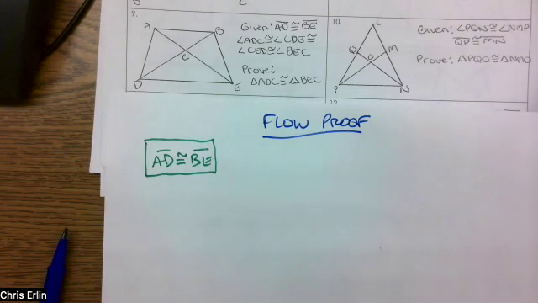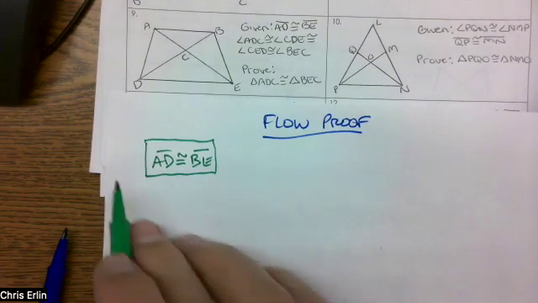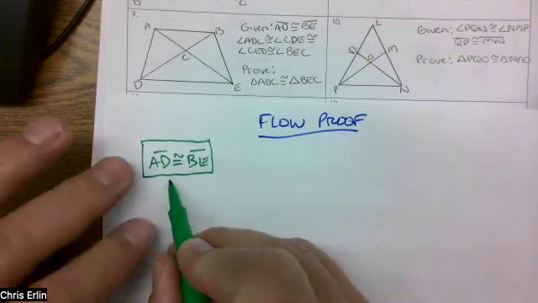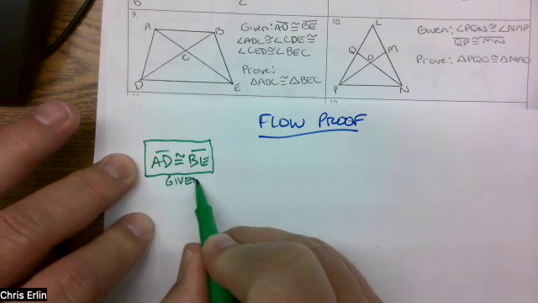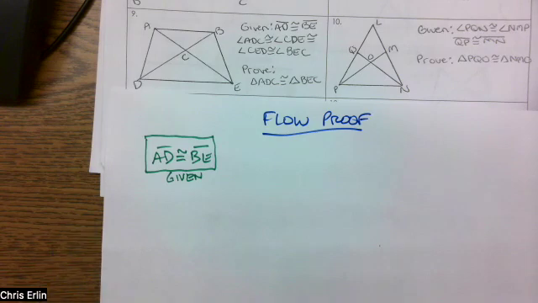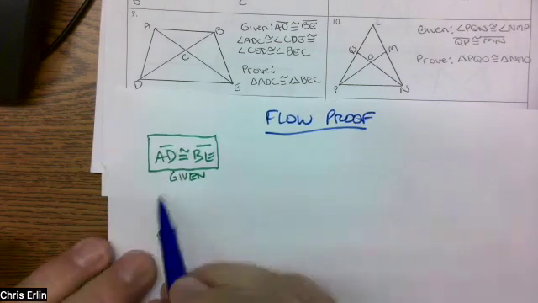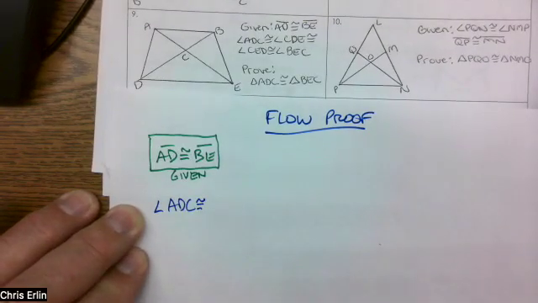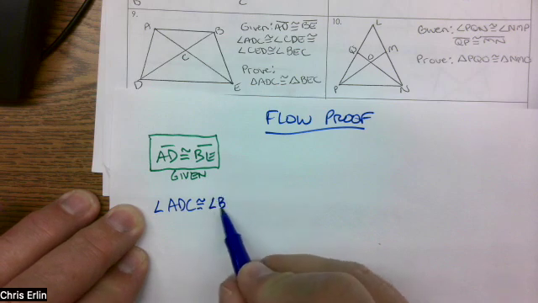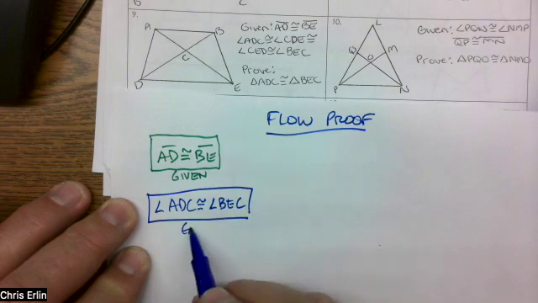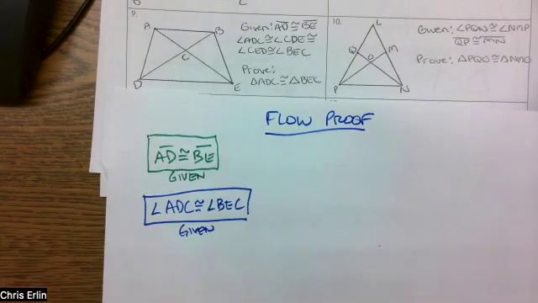And I'm going to put a little box around it. And instead of having a T-table with lines matched up, this box gets a little title below it that says the reason is that it was given. And then I'll take my second piece of information, angle ADC is congruent to angle BEC. Put a little box around it, and I write given under it. So not so different so far, right? Just a little geography.